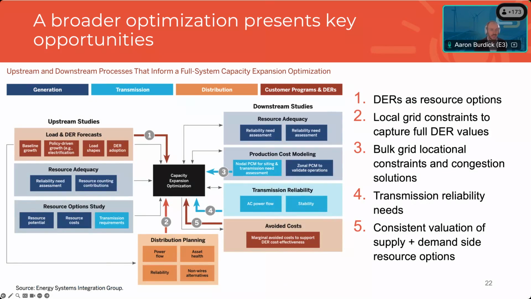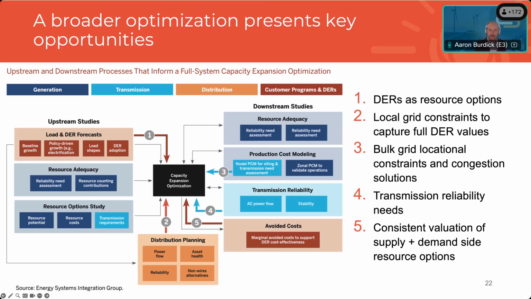So this is a diagram from the paper that goes into the opportunities of an integrated full system optimization. And it does so by mapping out some of the upstream studies and downstream studies that go into and follow capacity expansion. And so the concept of a full system optimization is to move some of the analysis that happens in those upstream and downstream studies into the optimization itself to make it endogenous. So we highlighted 5 key opportunities of doing that.